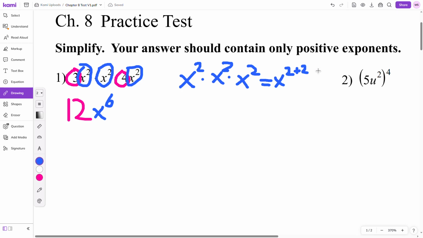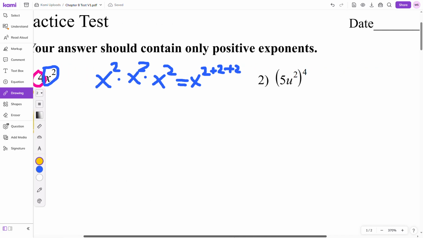Anytime you multiply variables with the same base and different exponents, or maybe the same exponent, you add the exponents. So that becomes 12x to the 6. And that is all. That's number 1.